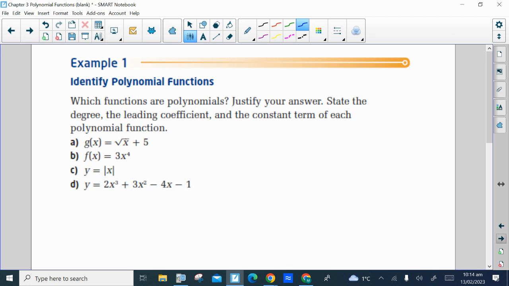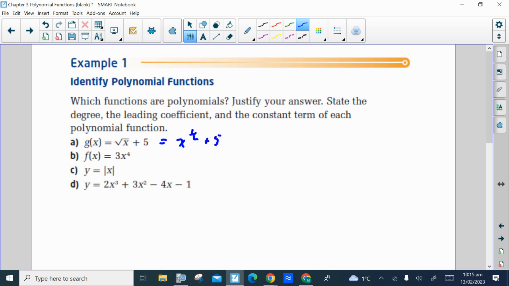So the first example, identifying polynomial functions. Which of these are polynomials? Justify your answer. If it is a polynomial, we'll state the degree, the leading coefficient, and the constant term of each. So the first one is not a polynomial function. That's a radical function. The square root of x is the same thing as x to the 1/2.